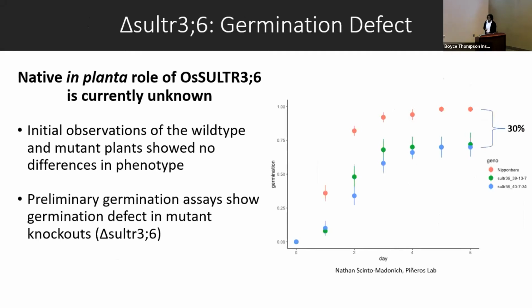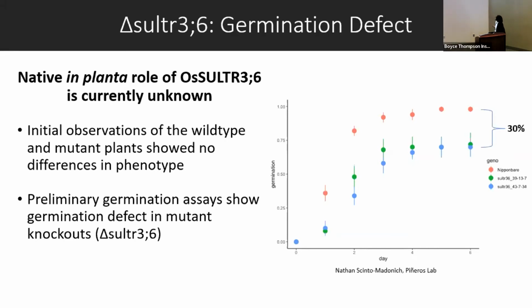So when we initially observed the wild type and SULTR3;6 knockouts, we saw absolutely no differences in the actual phenotype. If you were to look at the two plants in the greenhouse side by side, you wouldn't be able to tell which one is actually the mutant knockout. However, preliminary germination observations of the SULTR3;6 mutant knockouts showed a huge drop in germination rates. Seeds of the mutant genotype had reduced germination rates of approximately 30%.